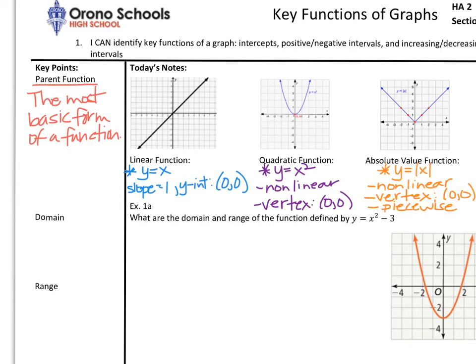The third parent function we'll talk about is an absolute value function. The formula is y equals absolute value of x. This is also non-linear. The vertex would be at (0, 0), or that turning point, and it's defined using a piecewise equation.